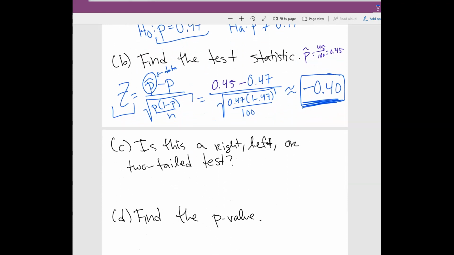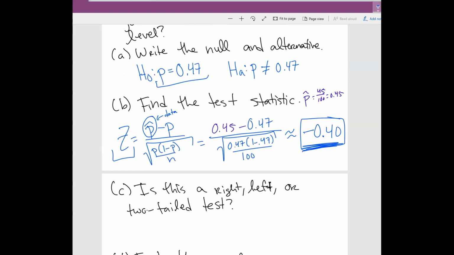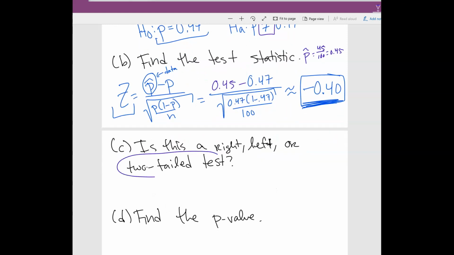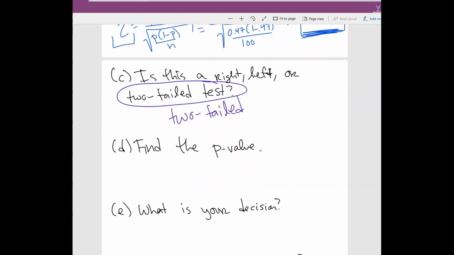Now part C. Is this a right, left, or two-tailed test? Remember that is decided on the alternative. So let's look at the sign or the inequality on the alternative. You can see that it's a not equal to. A not equal to means that it's a two-tailed test. You'll see why I asked this question, because there's going to be a difference in the p-value. Now that we know that it's a two-tailed test, part D says find the p-value. Remember, where is the p-value? We know that the p-value is just found by normal CDF.